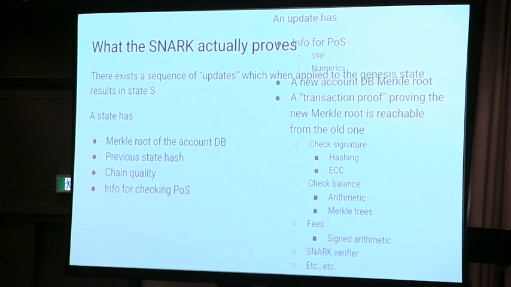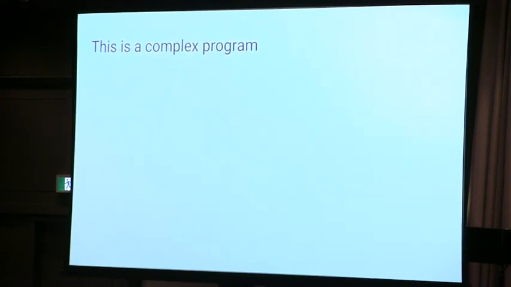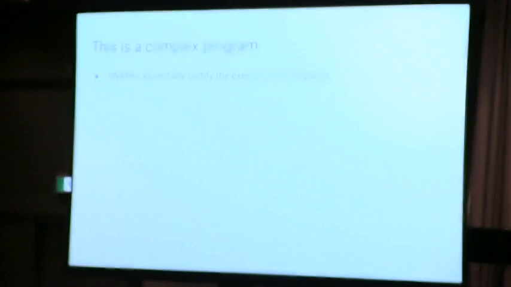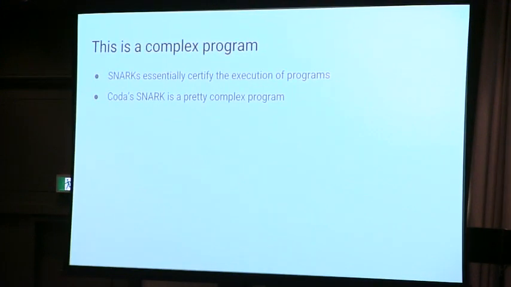Oh, how am I going to do this? Constraint systems, libsnark, I don't know. So this is a complex program for sure. But what do we do here? So OK, snarks essentially certify the execution of programs. Coda's snark is a pretty complicated program. I mean, the picture looks complicated enough. I assure you, as a program, it's even more complicated.